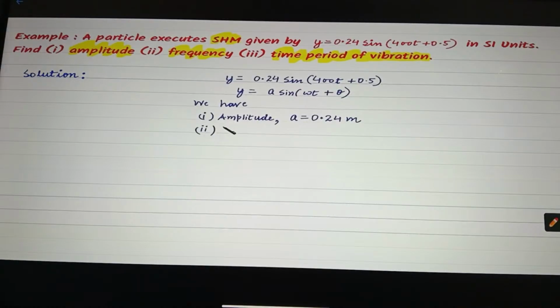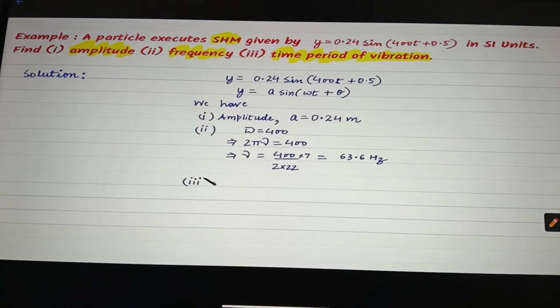Second, we have to find the frequency, and if we compare the two equations, then we can see that omega is equal to 400. This implies 2 pi times frequency is equal to 400. This implies we can find frequency as 400 by 2 pi. So when we calculate this, it comes to 63.6 hertz.